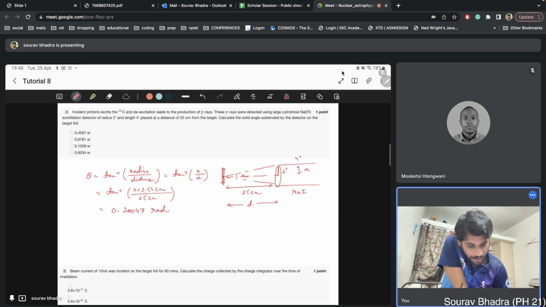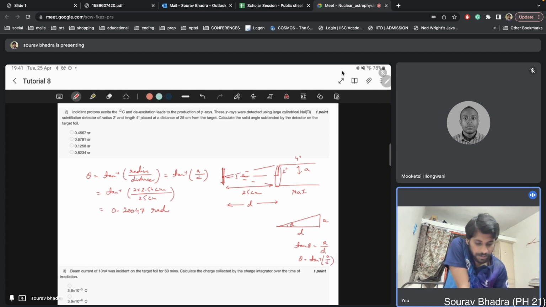If you just consider this particular triangle, it is like this. So this is d, this is d, and this is a. So from here we have done that tan theta is equal to a by d. That means theta equals tan inverse a by d. This we have done here. This tells you the theta, the angle only, not the solid angle.